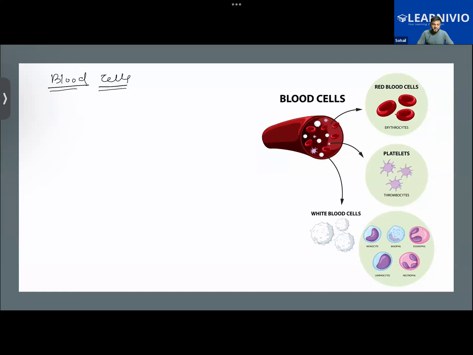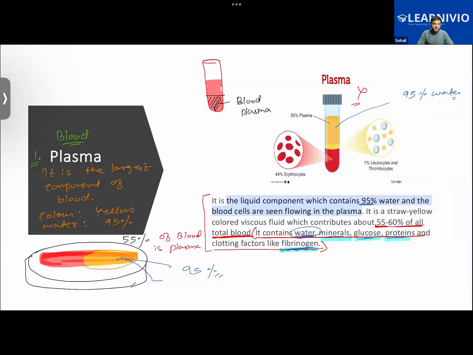These are some of the component cells found in the blood. Apart from them, a liquid is also found in the blood that is called plasma. We learned that plasma makes up about 55% of the total blood in the body. So if you have, let's say, 1 liter of blood, about 500 milliliters will be just plasma.